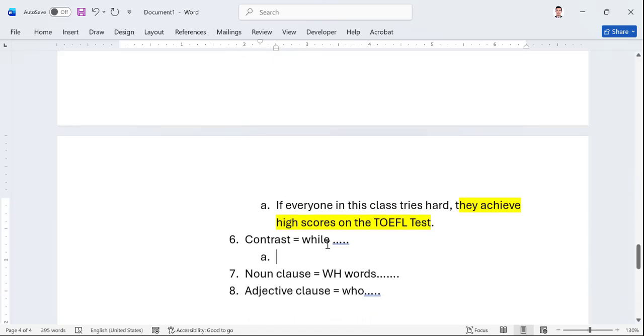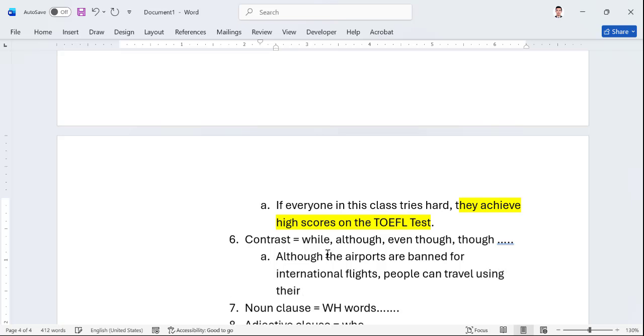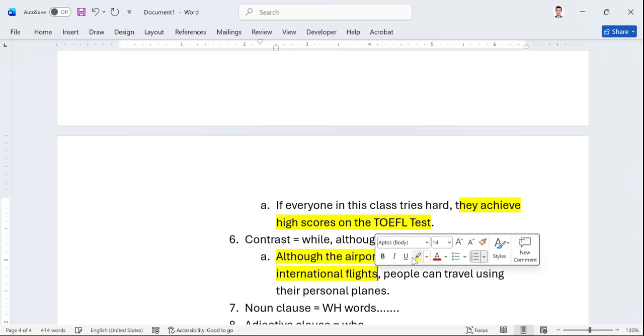Contrast with while, even though, write them. If you have although, if you have even though, if you have though itself, they're the contrast subordinators. What if I write here contrast, although the airports are banned for international flights, people can travel using their personal planes, for example, personal planes. So we have a contrast here. Although it is banned, people can do it.